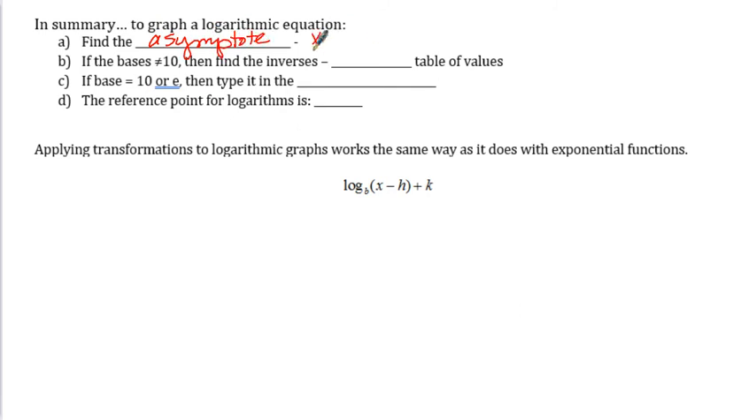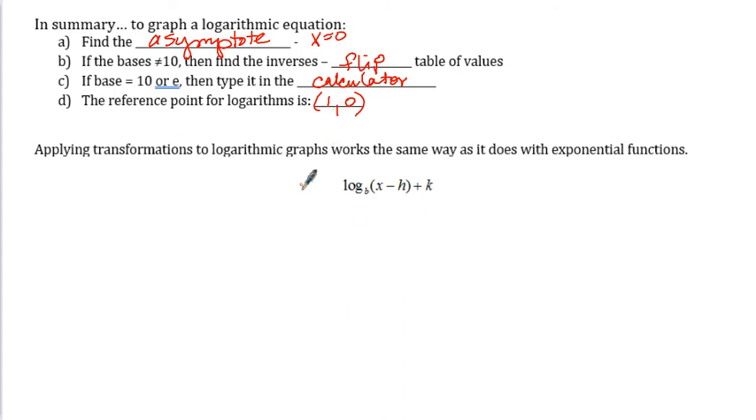We start out with a function that has an asymptote of x equals 0. If the bases aren't 10, then we flip the table of values. If it is, then you go ahead and use the calculator to find our values. And our reference point, instead of 0, 1, it is, shocker, 1, 0. So that's our starting point, so any shifts are going to happen on that.